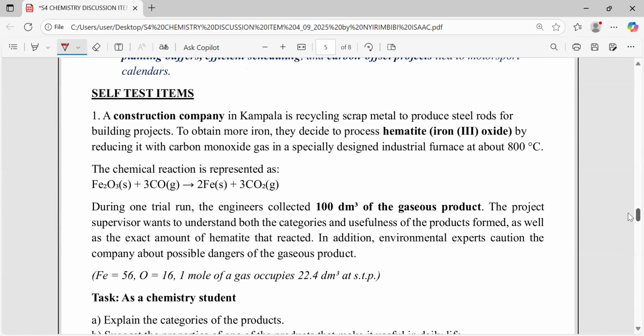I can see the time is not on our side. I want to put this item in the chat such that you can be able to access it. Let me just drop it here in the chat.